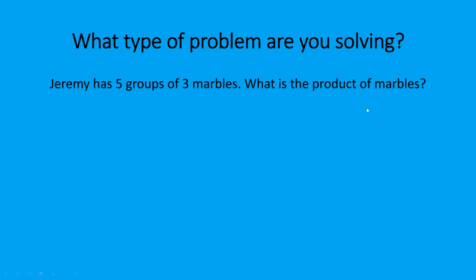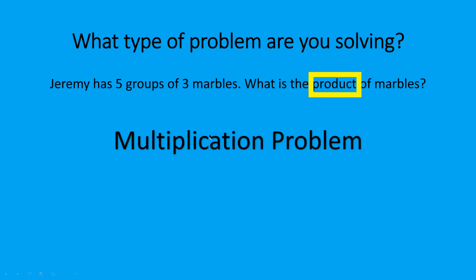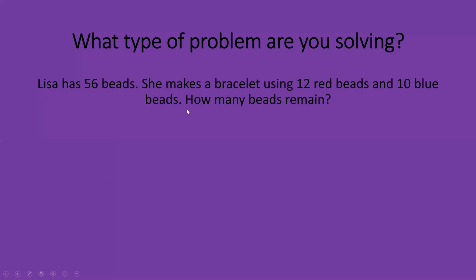Great. Did you guys find the word? The word in this problem is product. Product tells us that this is a multiplication problem. So when we see the word product, we know that the 2 numbers we are going to multiply are 5 and 3. Let's do another one.